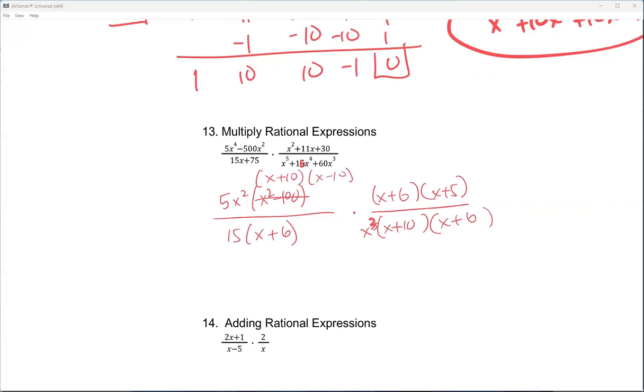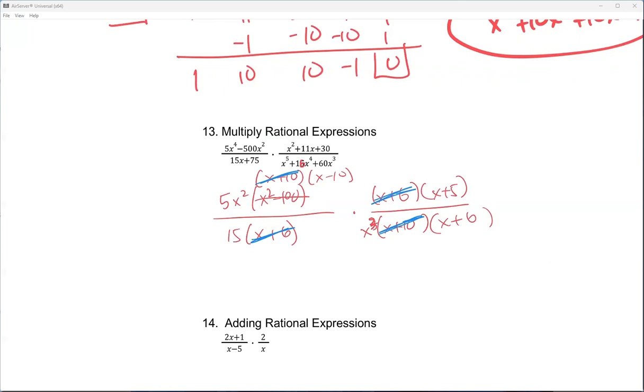So let's cancel everything we can. We could cancel the x plus 10 here and the x plus 10. We cancel the x plus 6 and the x plus 6 here. Can we cancel anything else out here? I don't think so. The x plus 5. Yeah, I think that's it. So then it will be x plus 6, x plus 5.